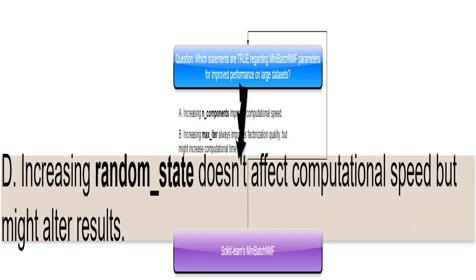I'm considering random_state. This parameter sets a seed for the random number generator. Changing it affects the starting point of the algorithm, possibly leading to different results, but it won't make it faster or slower. It's all about the randomness, not the speed.